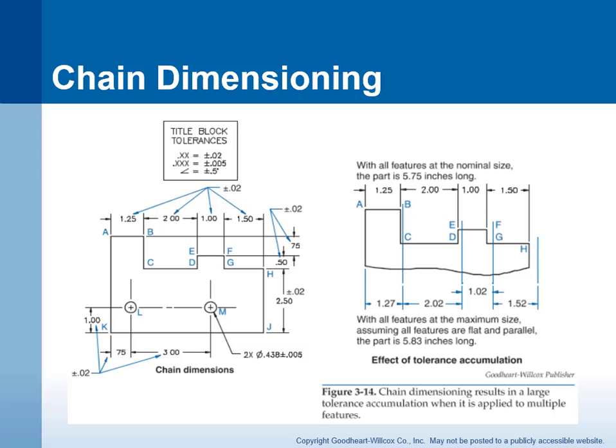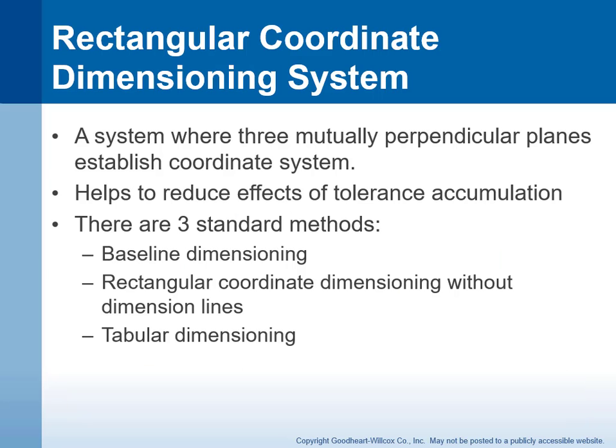Another dimensioning system would be the rectangular coordinate dimensioning system. That's a system where three mutually perpendicular planes establish the coordinate system. It helps to reduce the effects of tolerance accumulations. And in the rectangular coordinate dimensioning system, you really have three methods. One would be baseline dimensioning. The other one would be rectangular coordinate dimensioning without dimension lines. And then tabular dimensions. Let's talk about each one of those.